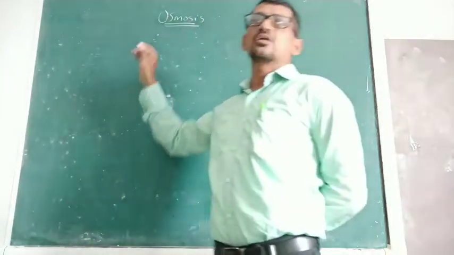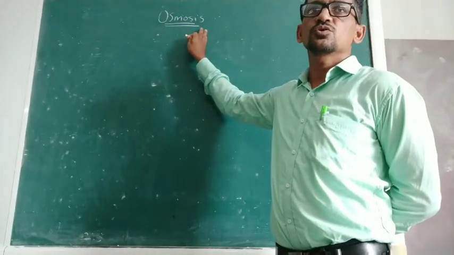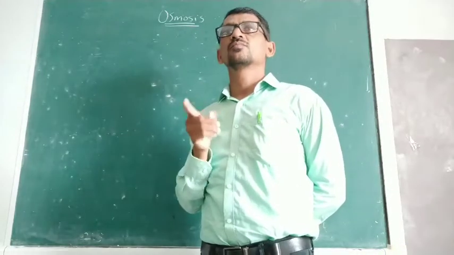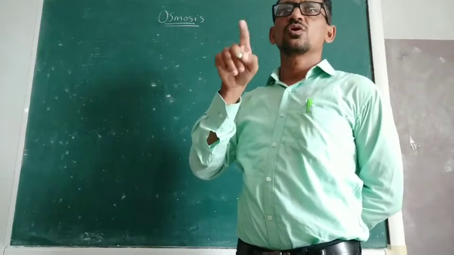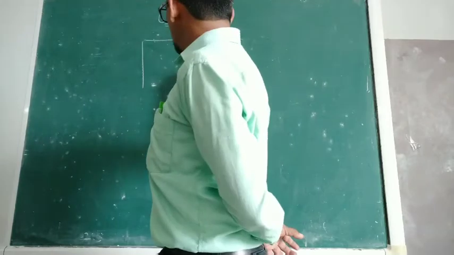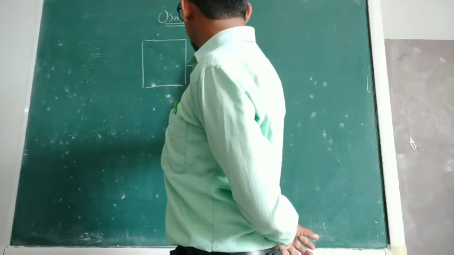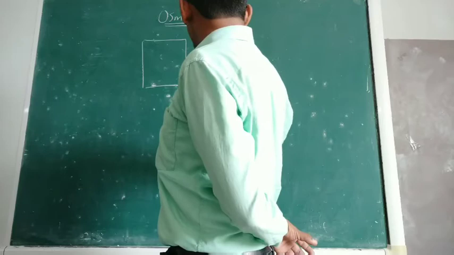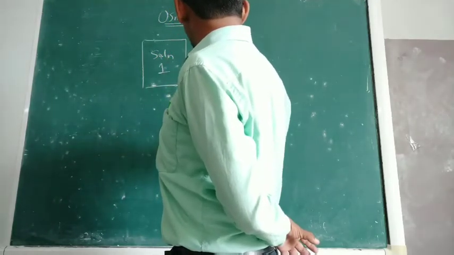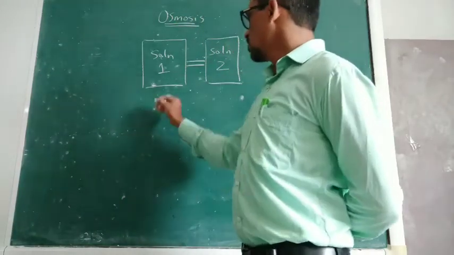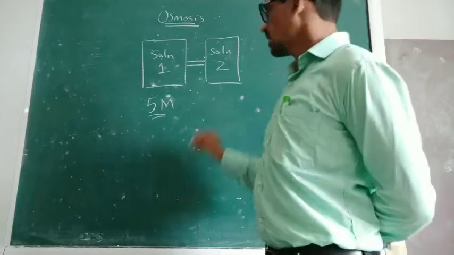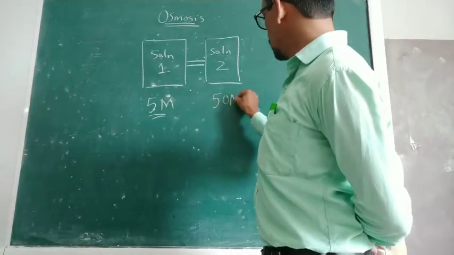What is osmosis? It is a biological process, osmosis, in which solvent migrates from higher concentration to lower concentration or lower concentration to higher concentration. Suppose we take two solutions, solution 1 and solution 2. Here concentration is 5 mole. Its molarity is 5. And here molarity is 50 mole.